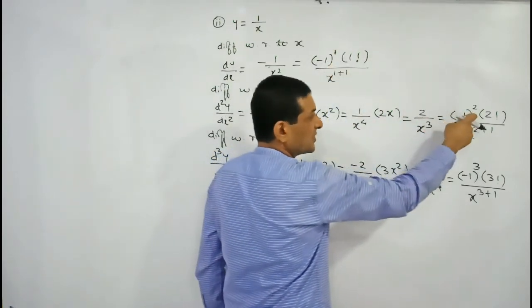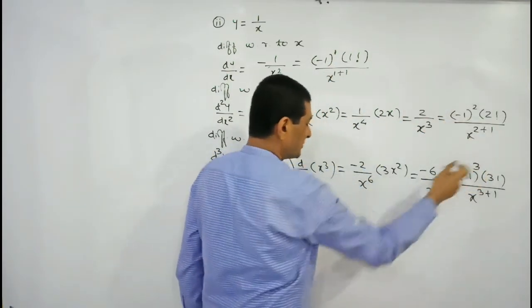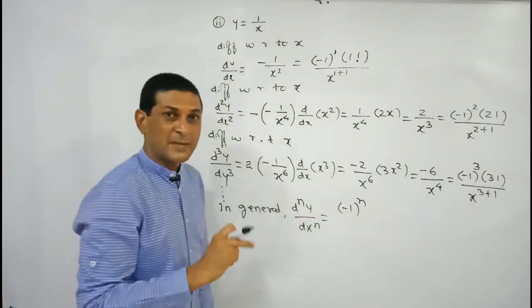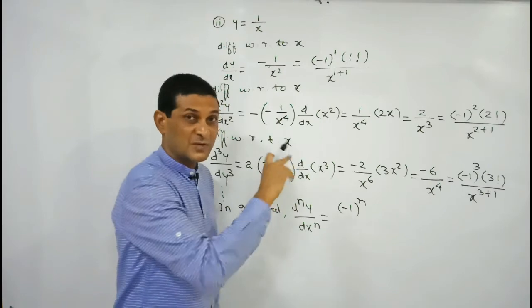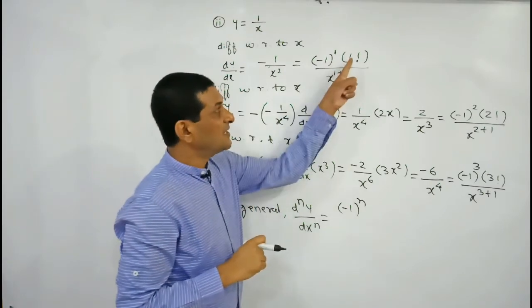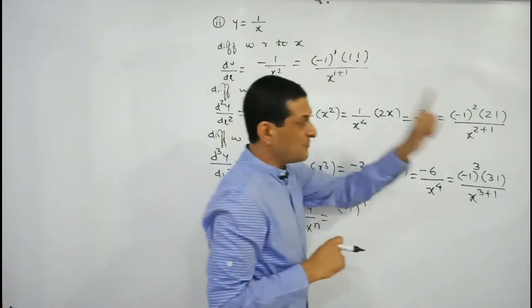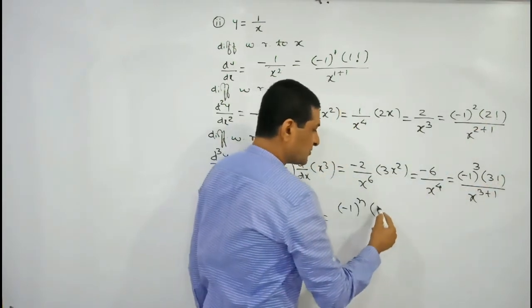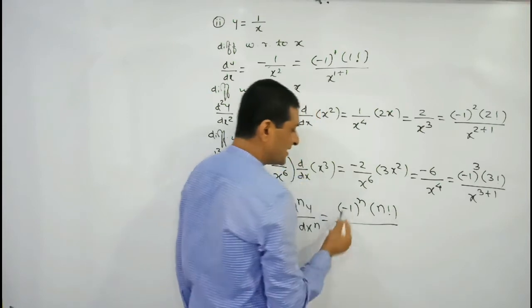In case of second order derivative, power of -1 is 2. In case of third order derivative, power of -1 is 3. In the nth order derivative, power of -1 will be n. Again observe here, in case of first order derivative we are getting 1 factorial, in second order derivative 2 factorial, in third order derivative 3 factorial. So in nth order derivative we will get n factorial.